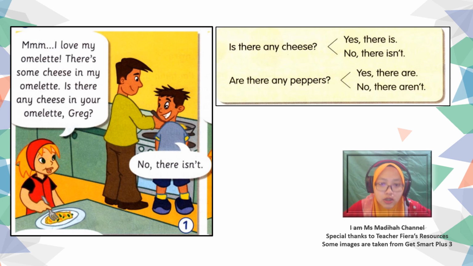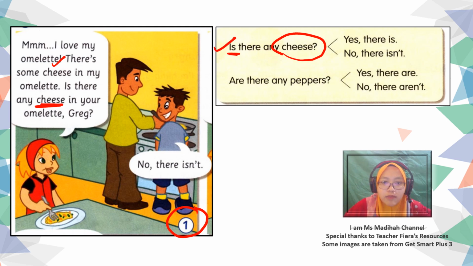So now let us review the first picture. I love omelette. There's some cheese in my omelette. Is there any cheese in your omelette? Cheese, because it is uncountable. So we use is there any cheese? And because there is no cheese, so great answer. No, there isn't.